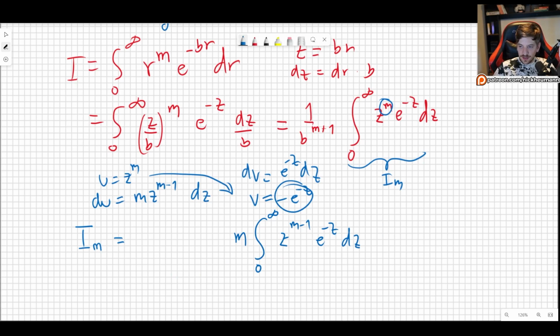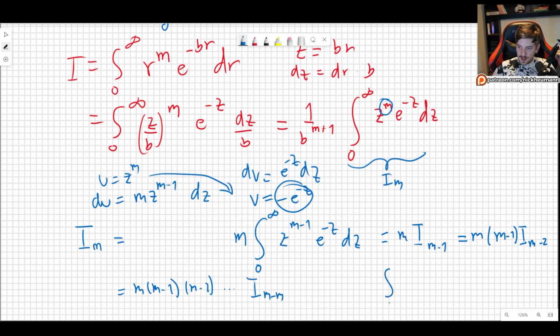So basically this is m times the integral of m minus 1. If we do it again, we would get m times m minus 1 times the integral of m minus 2. And we can go on, all the way, m minus 1, m minus 2, etc., until we get all the way to the integral m minus m, right?